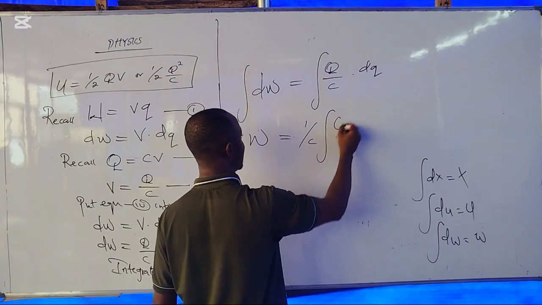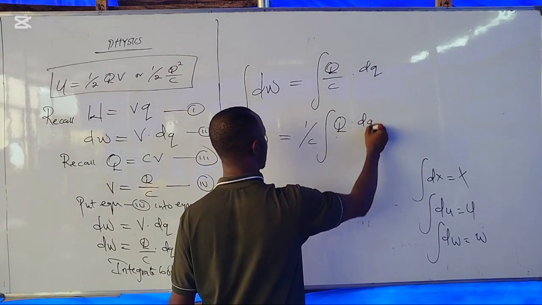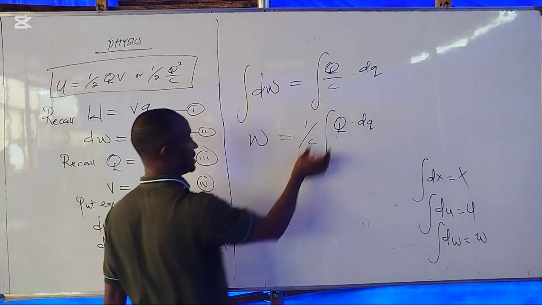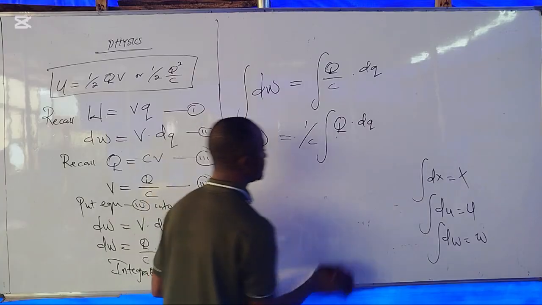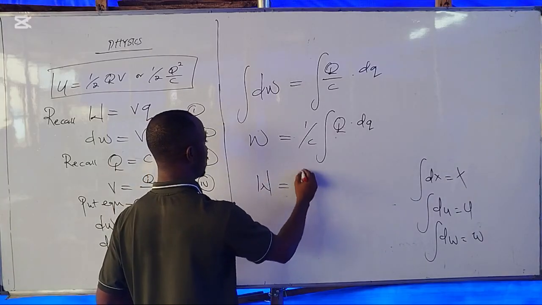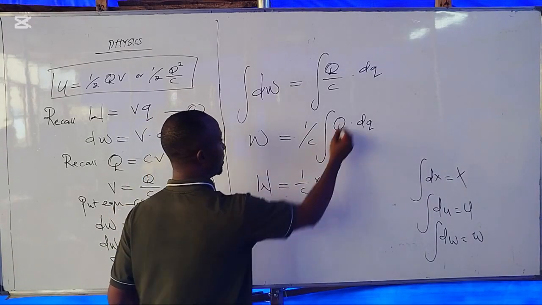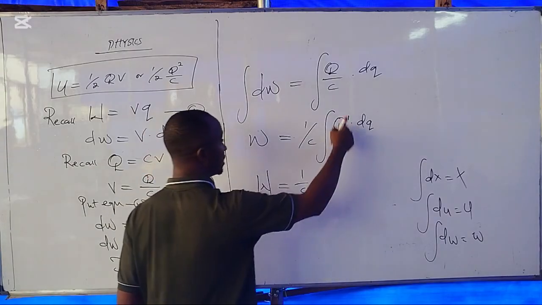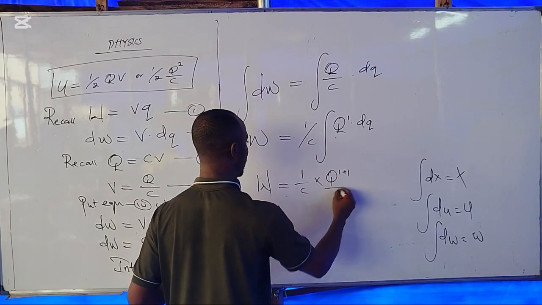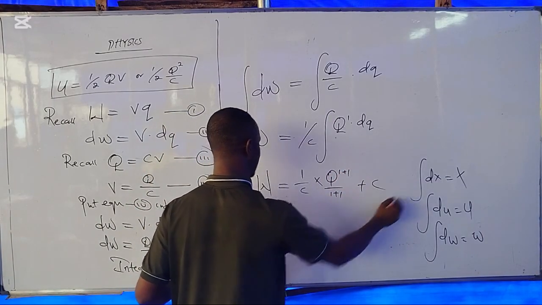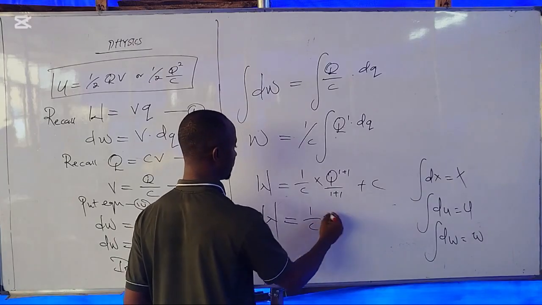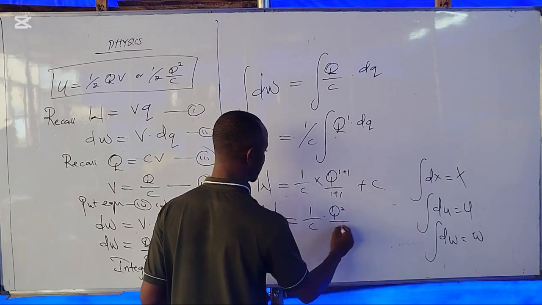Integral, let me bring out this again. Q dq over what? Okay? I just brought out 1 over C, which is same as this. Now, for me to integrate this, it means our work done becomes what? 1 over C times, what, the power of Q here is 1. The rule says what? We add 1 to the power, which is what? Q^(1 plus 1) over 1 plus 1, plus c. So work done becomes what? 1 over C times what? Q square over what? Over 2.